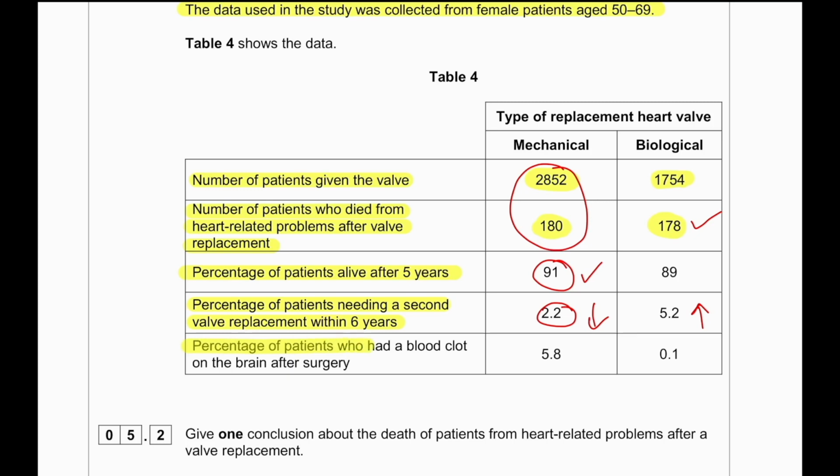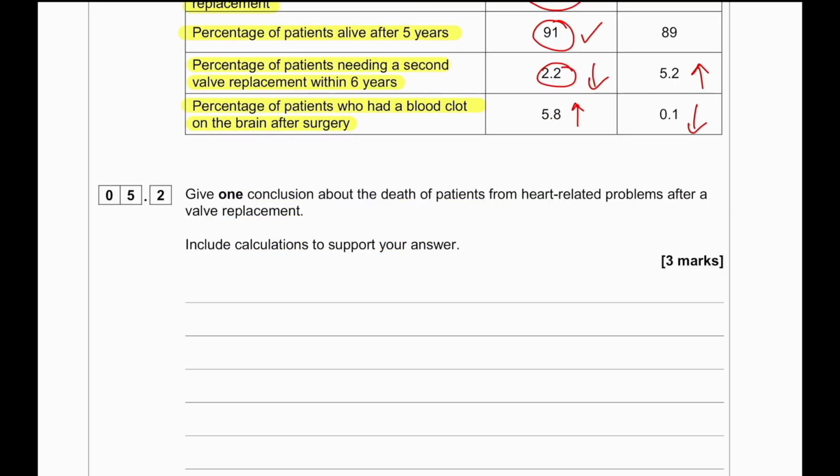Percentage of patients who had a blood clot on the brain after surgery. With a mechanical valve, it is higher, and biological, it is way lower. Give one conclusion about the death of patients from heart-related problems after a valve replacement. Include conclusions to support your calculations, to support your answer.